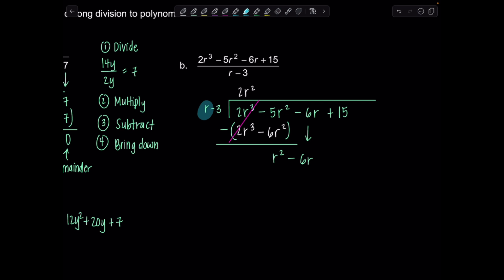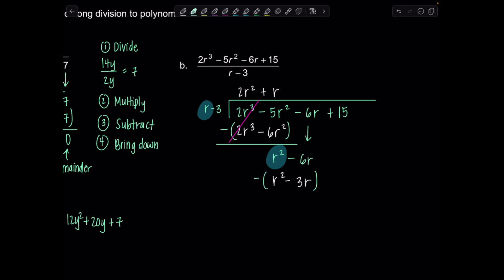So I'm going to divide. Step 1, divide r squared by r. Also just think to yourself, what do I multiply r by to make it r squared? Just r, positive 1r, so put that up top. Step 2, you multiply. You multiply r by r minus 3. Write the result here. So r times r minus 3, r squared minus 3r.